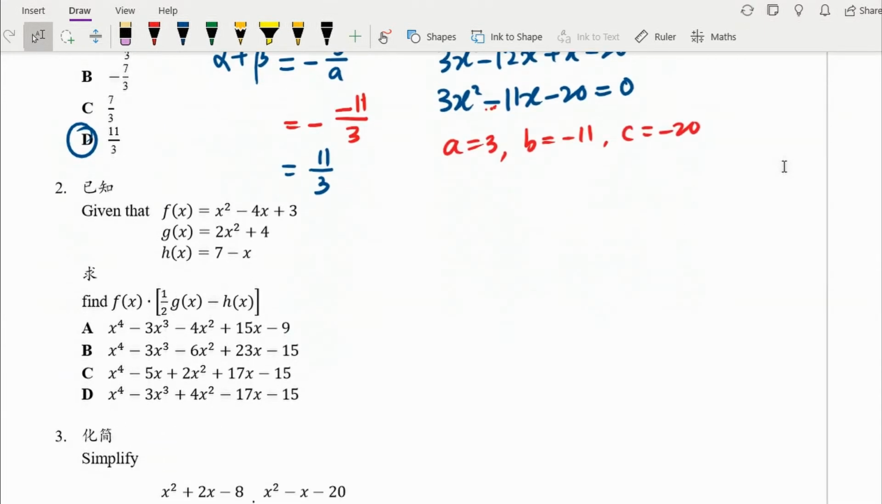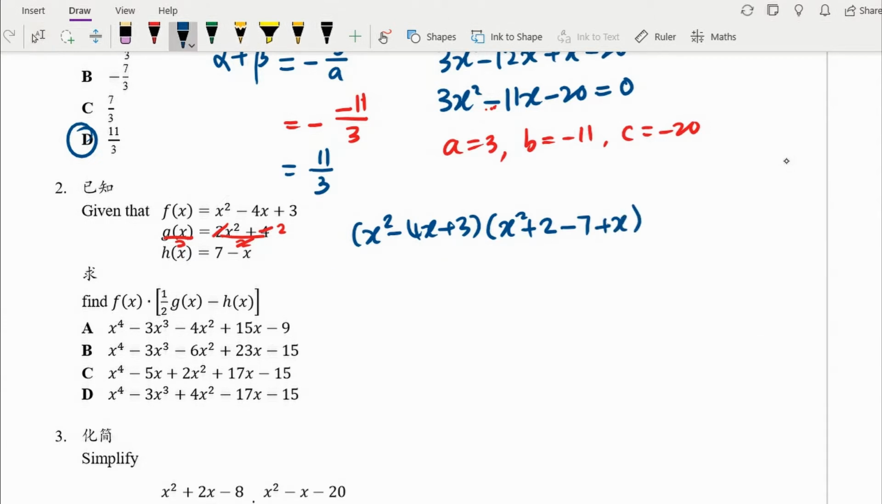Okay. Question number 2. Okay, this is pretty straightforward. You can just directly sub into the equation. You have fx, x squared minus 4x plus 3, multiply with half gx, which means you divide the whole gx by 2. This and this can cancel, this will become a 2. So gx now is x squared plus 2x minus 7. Negative, remember, it becomes positive x.